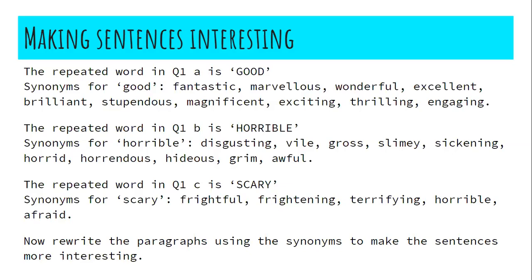Now, what the textbook would like you to do is to rewrite the paragraphs using the synonyms that we've come up with together, or the ones that you've done there, to make the sentences more interesting. Just be very careful that the synonyms still make sense, okay? Make sure that it's used in the right context. You can't just shove any old synonym in. So perhaps say it out loud to yourself before you write it down to check it. Okay, pause me now and have a go at question 1, please.